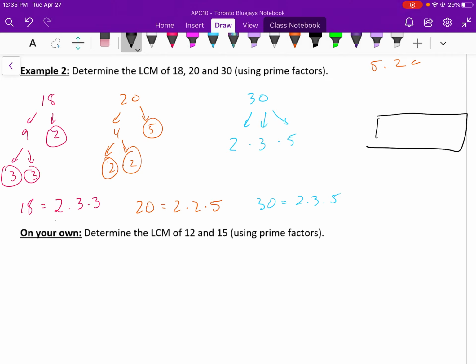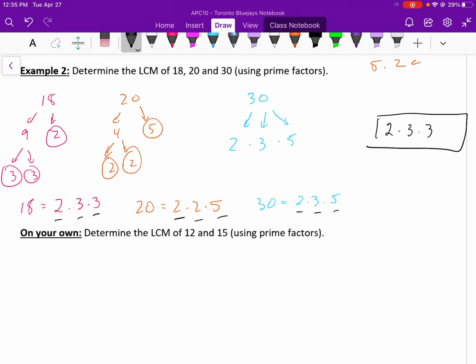Looking at 18, I need to have a 2, 3, and another 3. For 20, I need to have a 2, 2, and a 5. And for 30, I need to have a 2, 3, and 5. So let me get started. I'm going to take all my factors of 18 and make sure that they're all in the box. So 2, 3, and 3. Since I have none of those factors in the box, there we have it.